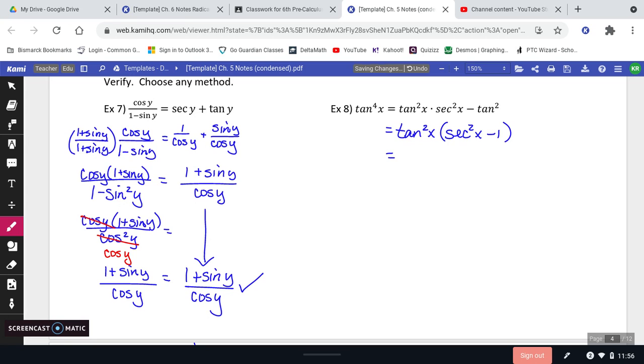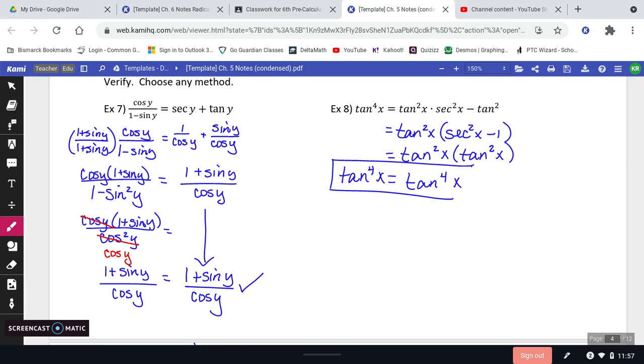We'll go back to your Pythagorean identities. You have 1 plus tangent squared equals secant squared. So if I move my 1 to the right side, that becomes tangent squared equals secant squared minus 1. So now this is tangent to the 4th x. And that equals my left side, tangent to the 4th x.